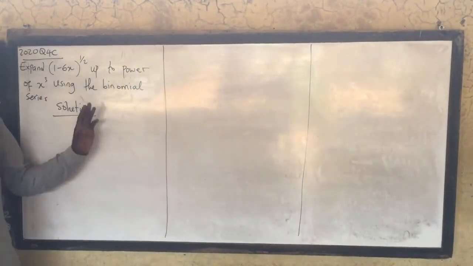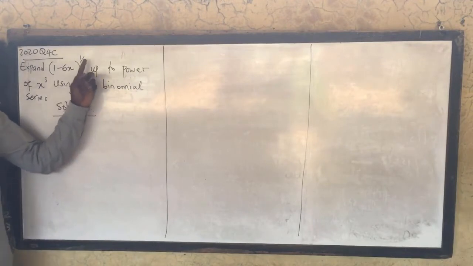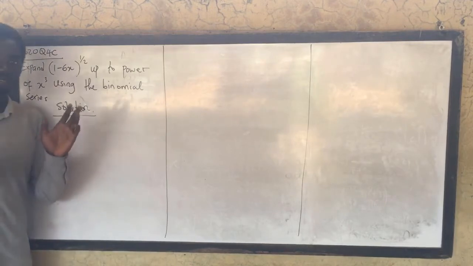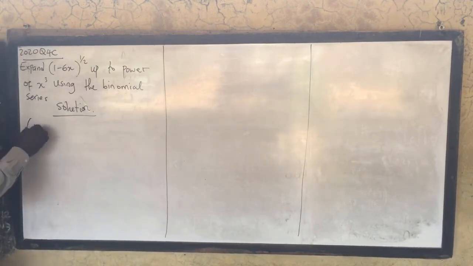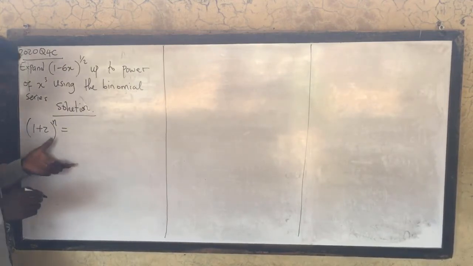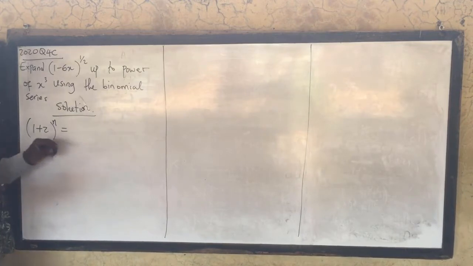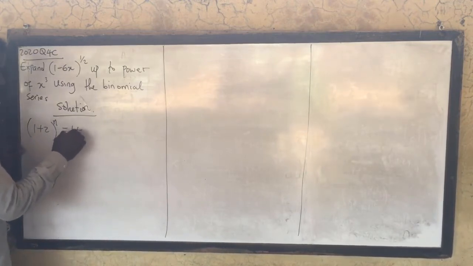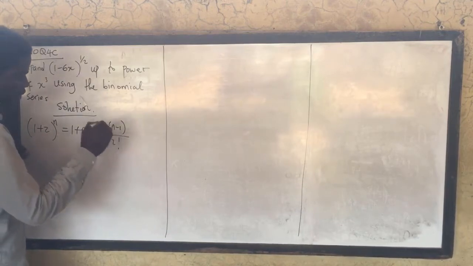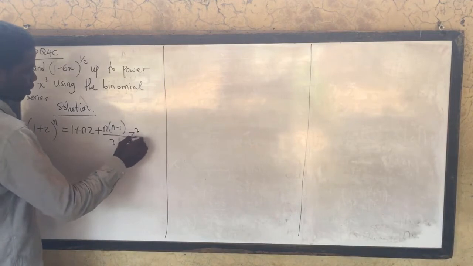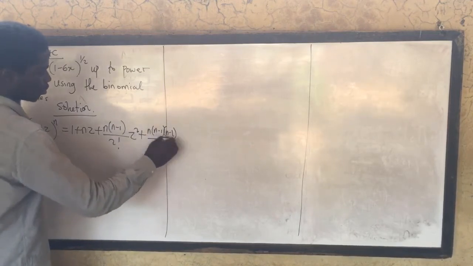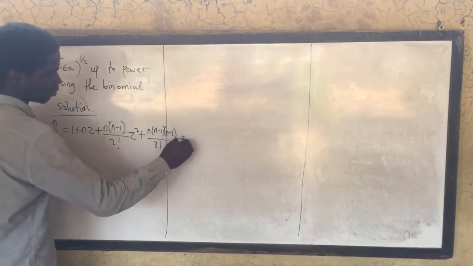So now for this one, expand (1 minus 6x) raised to power 1 over 2 up to x raised to power 3. There is one expression I'm going to give you that will be very useful for you. (1 plus z) raised to power n. When you see something like this, you need to know the expansion. You need to be able to write it out often. This is 1 plus nz plus n(n minus 1) over 2 factorial z squared plus n(n minus 1)(n minus 2) over 3 factorial z cubed.